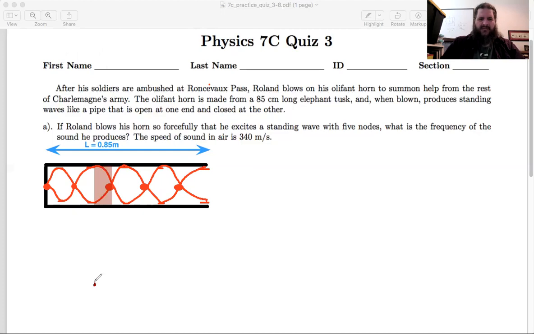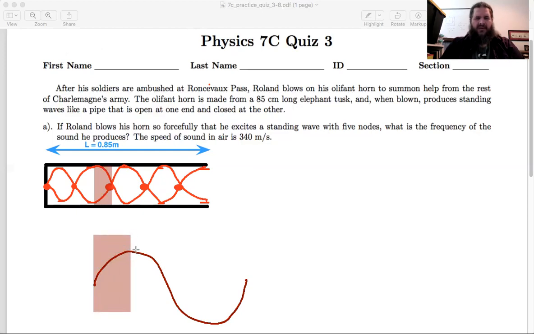There's a quarter wavelength, in the sense that if we take a look at the usual shape of a wave, there's one full wavelength. If you go from node to antinode, that's a quarter wavelength. Or antinode to node, that's a quarter wavelength. Or node to antinode, that's a quarter wavelength. Antinode to node, that's a quarter wavelength. So we can count quarter wavelengths specifically because we're starting at a node and ending at an antinode.